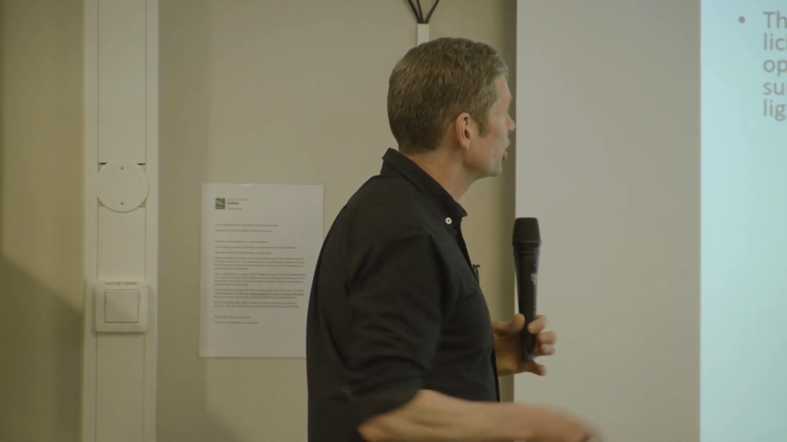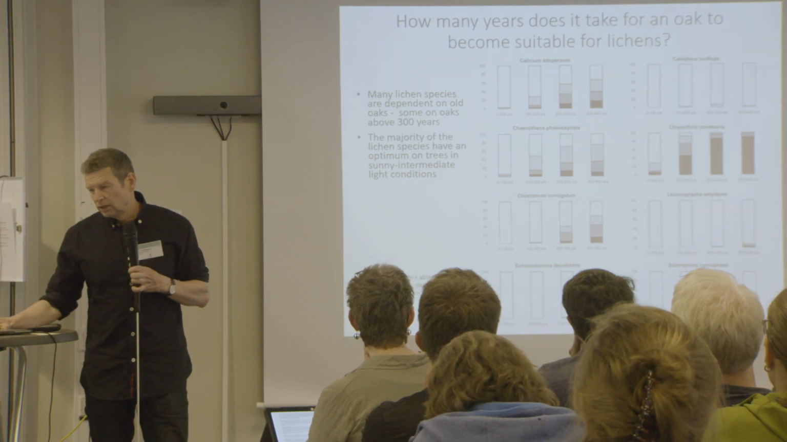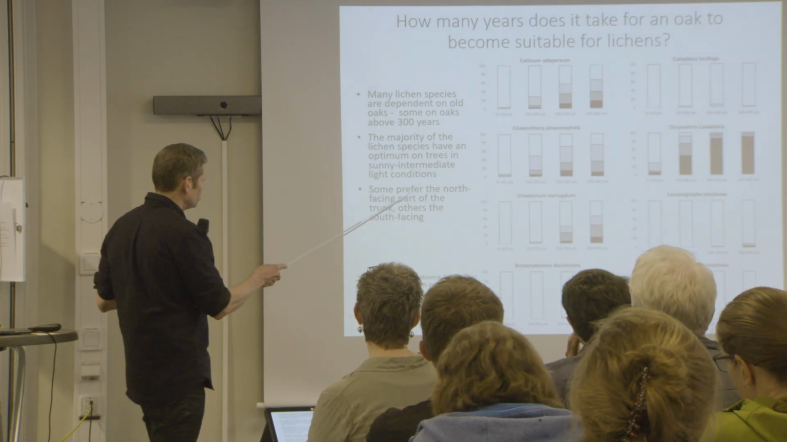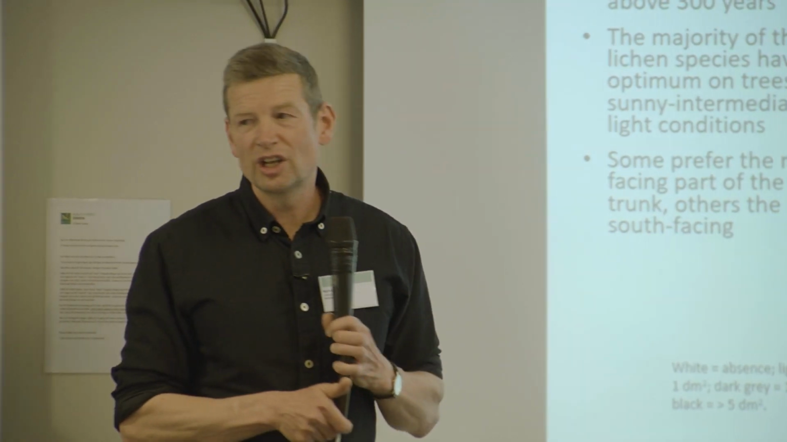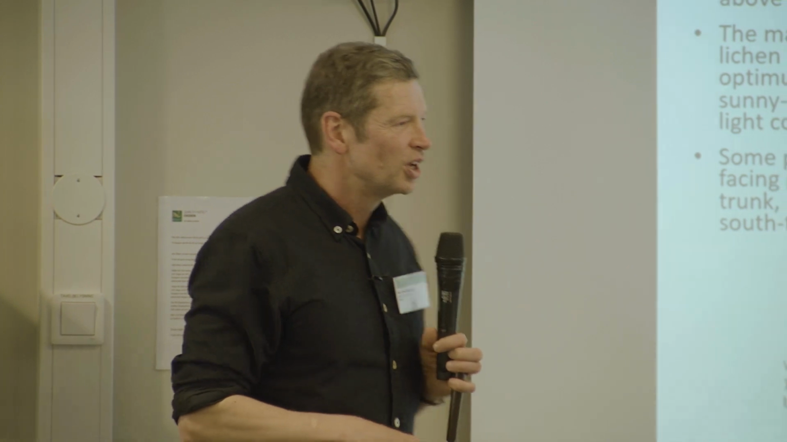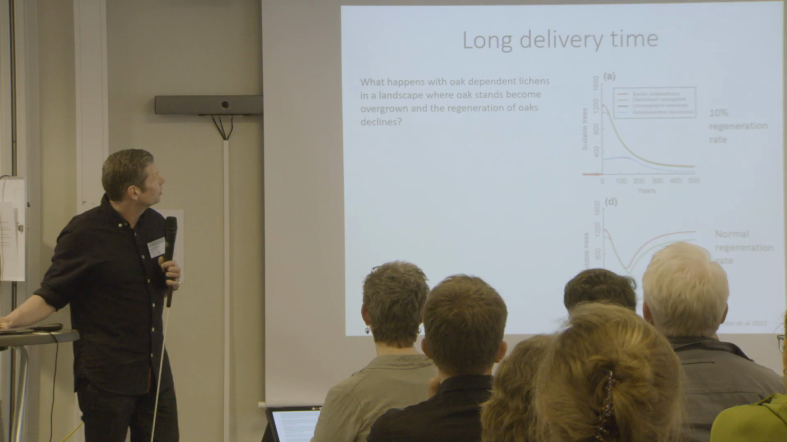And again, this study showed that the majority of these species have an optimum on trees in sunny to intermediate light conditions. So it requires quite a lot of planning if we want to have a functional oak landscape here. The interesting thing is also that some of these prefer the north-facing part of the trunk, others the south-facing part. Some of them inside the crevices, and some the outer part of the crevices. So it's quite a lot of niches on these huge old oaks. And as I said, it's a long delivery time here.